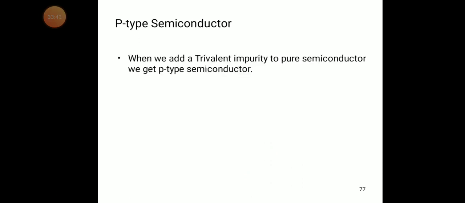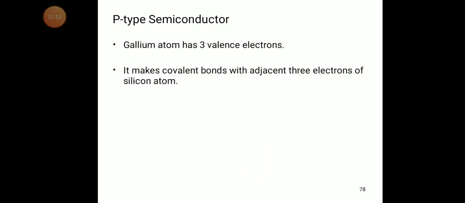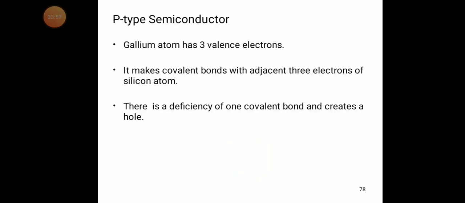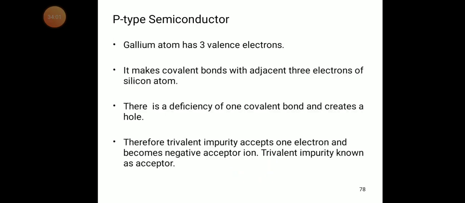P-type semiconductor, we know that when we add a trivalent impurity we get the p-type material. The trivalent impurity has 3 valency electrons, so it makes covalent bonds. There is a deficiency of 1 covalent bond and it creates a hole. Therefore the trivalent impurity accepts 1 electron and becomes a negative acceptor ion. The trivalent impurity is known as acceptor.